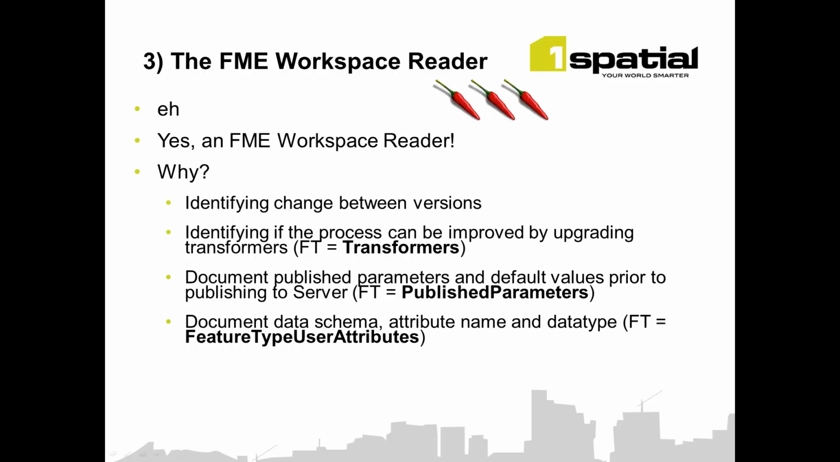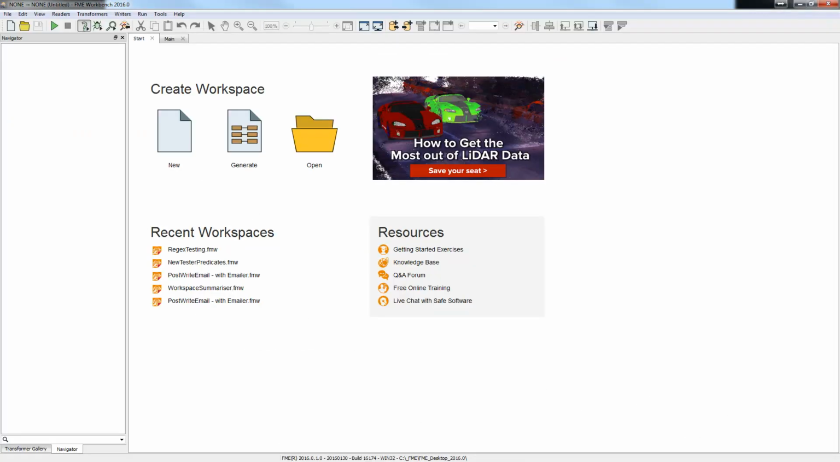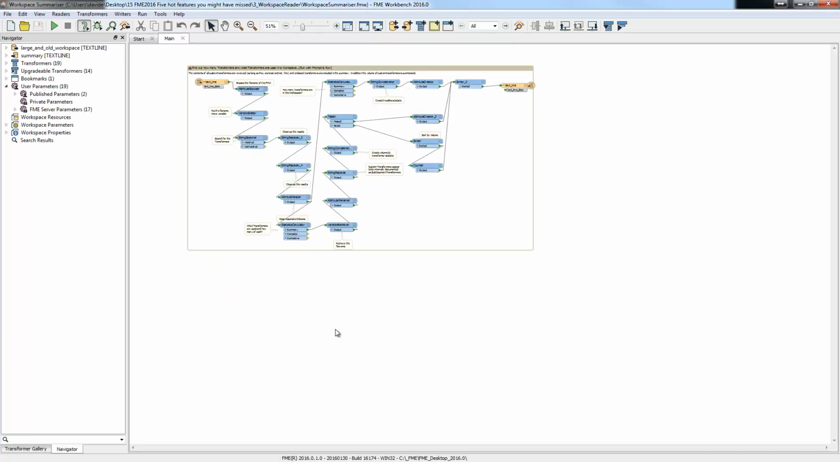Prior to the workspace reader, what you had to do was write your own little process to do that. I built one a few years ago, and Safe built a variation, and I know of other customers who've built their own as well. The kind of thing I'm talking about is a little FMW file, a little workspace in its own right. But in this case, it uses a text reader to read in that workspace.